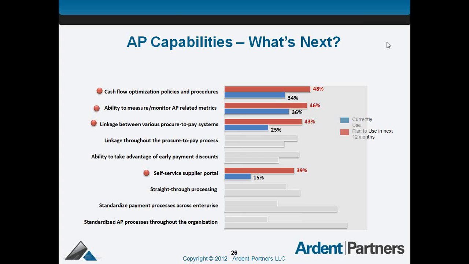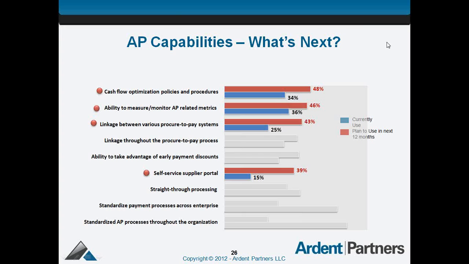The next one there is also the ability to measure and monitor AP metrics. So 46% showed interest in this. And this plays an important role, as Susie had mentioned as well, in continuously improving AP operations. So metrics are very important to establish prior to automating your process, because that's the only way you can show the improvements being made.